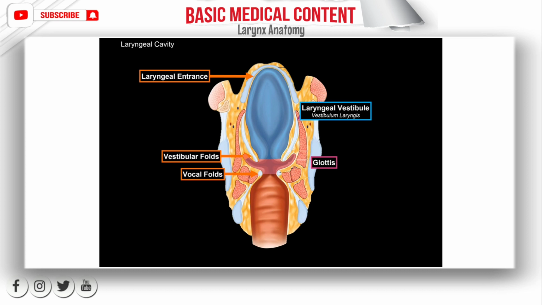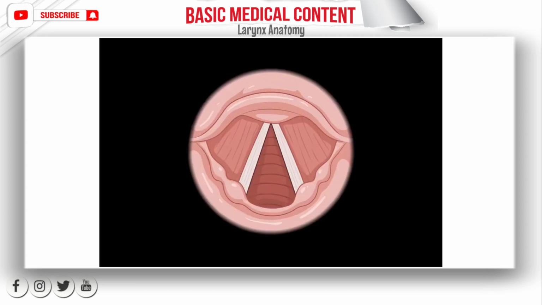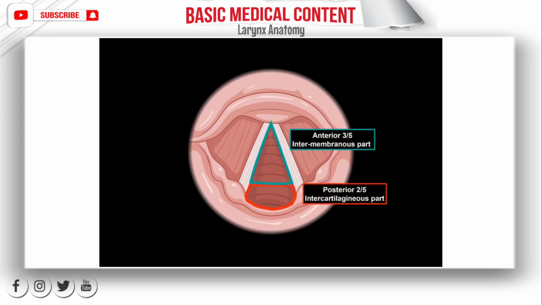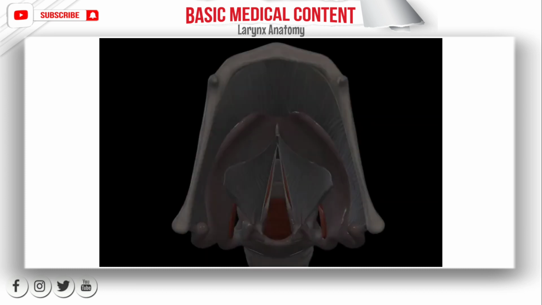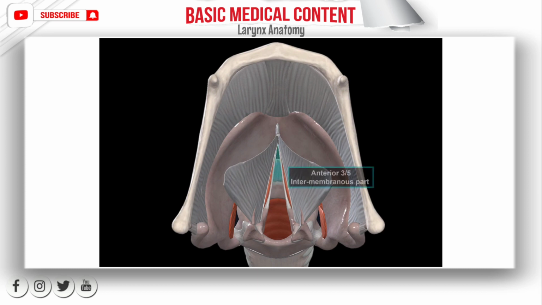There's an important thing we need to discuss here. Remember, the rima glottidis is here. We generally divide this cavity into two parts based on the structures around it. The anterior 3/5 is called the intermembranous part, since it's between membranes. The posterior 2/5 is the intercartilaginous part, situated between the cartilages. And if we change up to a more realistic view, here you see that the anterior 3/5 is between the membranes, and the posterior part lying between the cartilages, between the arytenoids here.